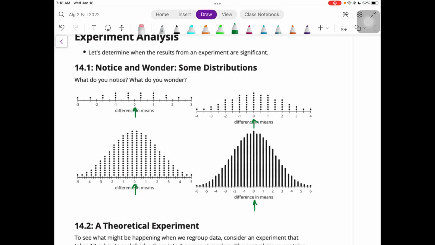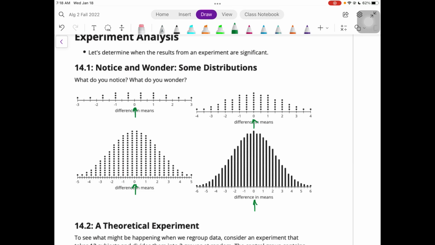Some things you may wonder, what do they represent? Do they represent something real? Is it actual data, or is it something that somebody just made up? How many dots are in each of them? Some of them are easy to count, but then others, especially that last one.